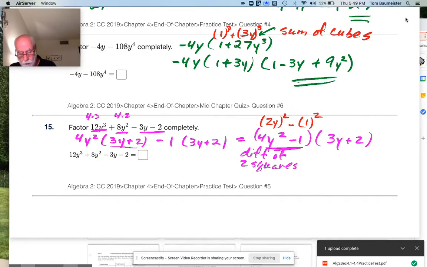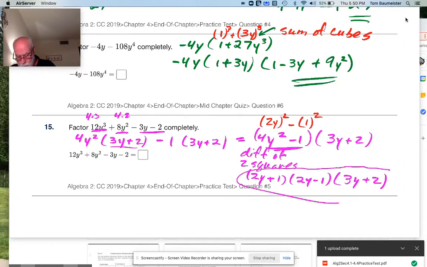So now to factor it completely, I'm going to write is equal to 2y plus 1, 2y minus 1 times 3y plus 2. And that is my answer that I will put there. All right. I'm pretty sure it doesn't matter which order it goes in. Of course, I always look at your answers to make sure.